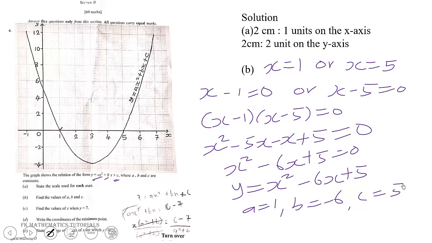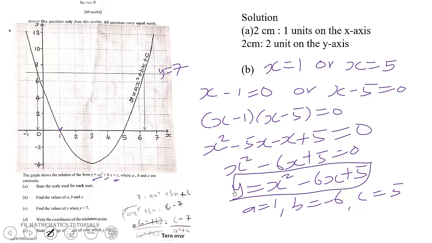We have to find the values of x when y equals 7. Reading this from the graph, you can see that y equals 7 is this line here, and it cuts the graph at 2 points, which are negative 0.3 and 6.3. But because you are not using the graph to solve the question, you need to set up a quadratic equation. So you have to equate this equation to 7.